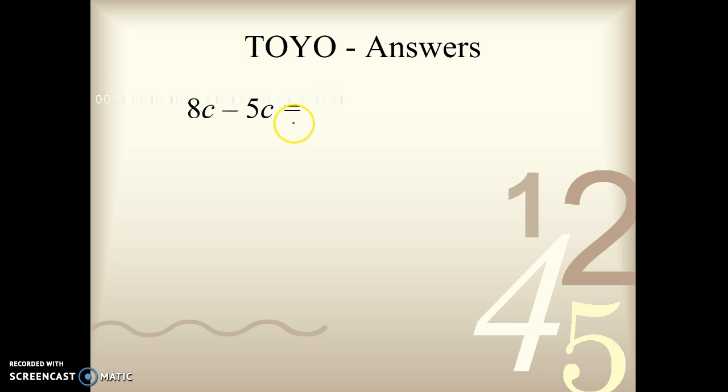8c minus 5c, those are like terms, so we can just subtract. That's going to equal 3c. 7k minus 2k plus k. These are like terms. There is no number in front of this k, but remember, this stands for 1k. We just don't write it. So we can go ahead and subtract and add this. We'll work from left to right. So 7k minus 2k is 5k plus k. 5k plus k is just going to equal 6k.